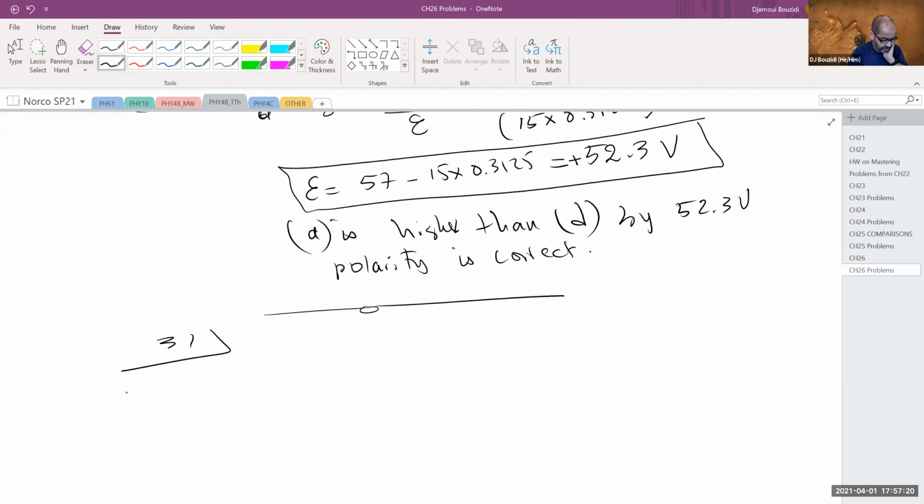Which is a higher potential, A or B? So again, we need to find VA minus VB. If it's positive, that means A is higher. If it's negative, that means A is lower than B. That's it. Okay. Find the difference in potential, and that answers that question.